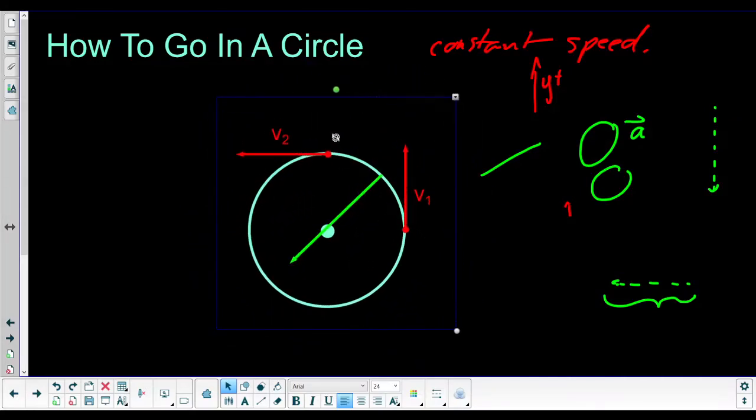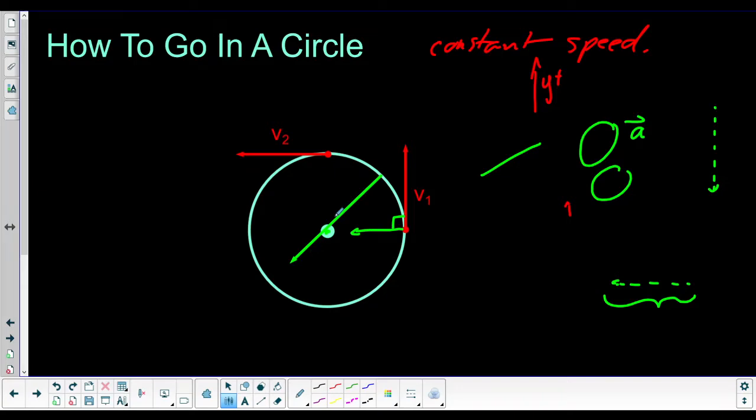So our acceleration, in order to go in a circle, here's the important part you need to memorize for the rest of your life. To go in a circle, your acceleration must always be perpendicular to your velocity, and it needs to point towards the center of the circle. There you go. That's the trick. That's the magic.